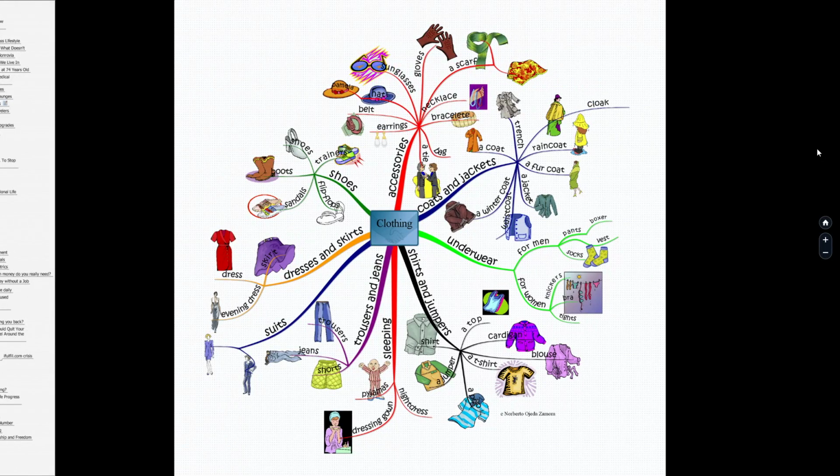Clothing. Organizing things according to dresses and skirts, shoes, accessories, coats and jackets, underwear, shirts and jumpers, sleeping, trousers and jeans. These are just some different ways that we can organize information into specific groups.